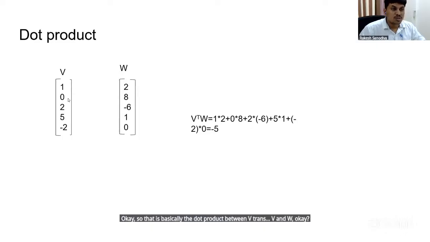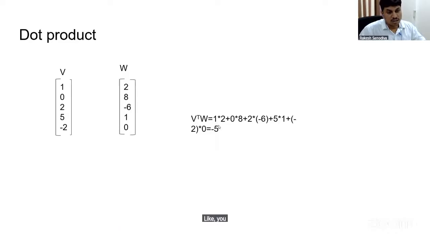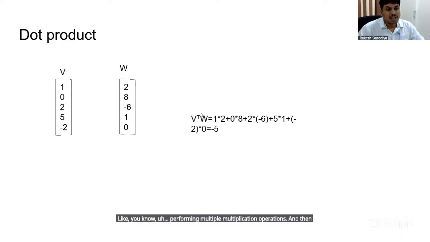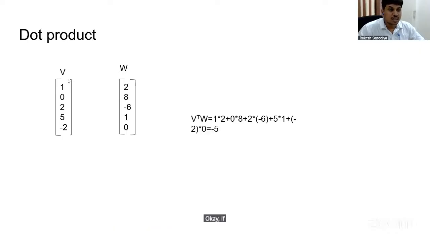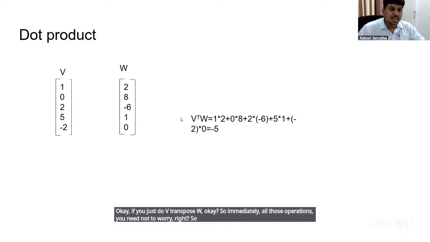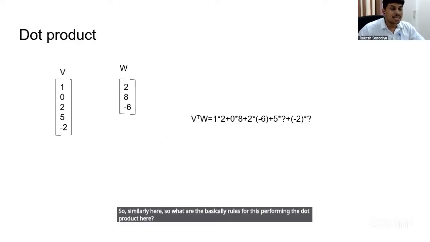Okay, this you are doing manually, performing multiplication operations and then the summation operation, but this can be done in one shot. If you just do v transpose w, immediately all those operations are done and you need not worry. This will result in one scalar number, which is -5. Similarly, what are the rules for performing the dot product here? Both the vectors should have the same size.